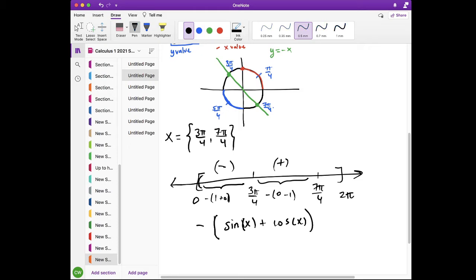Okay, now this is a bit harder one. I mean, there is an angle in between there. What's the nice angle in between 7 pi over 4 and 2 pi? It's like this angle here. Yeah, 11 pi over 6.